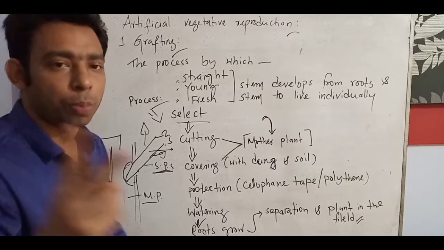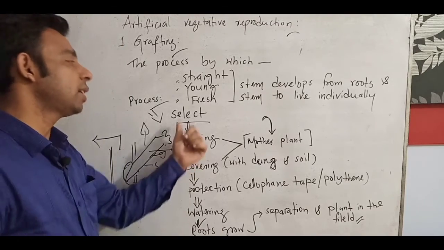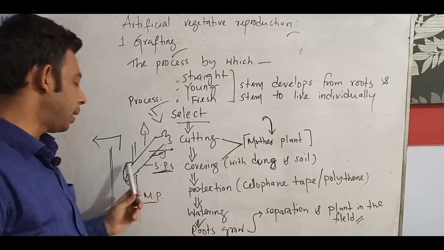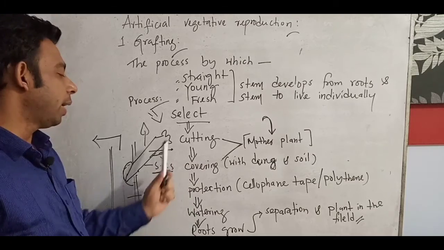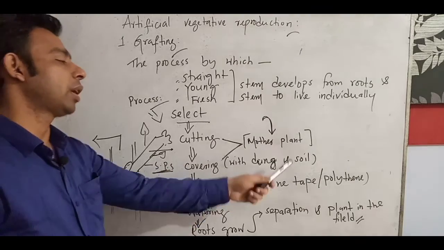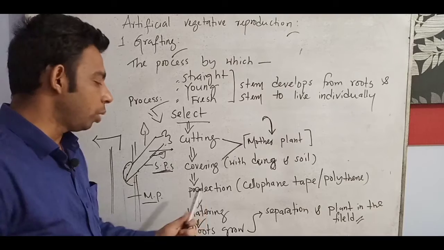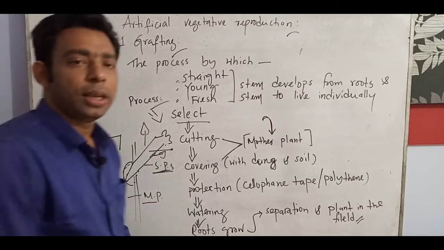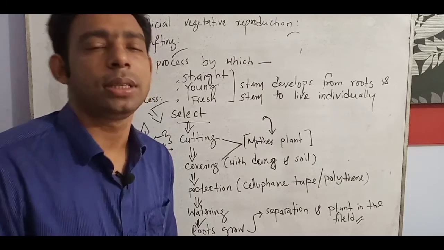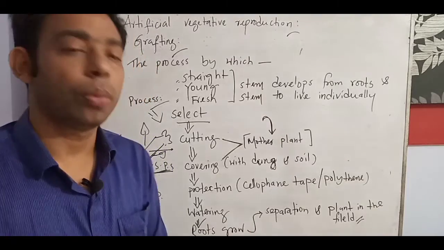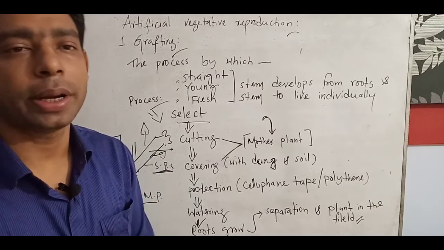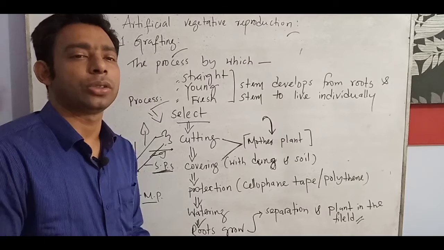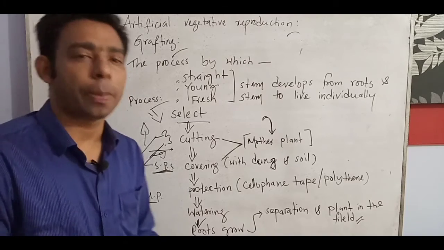So what do you need? Two plants: one is the mother plant, another one is the selective plant. Take the selective plant cutting, make a hole in the mother plant, keep the cutting inside, and cover it with cow dung and soil. The protection will be cellophane tape or polythene, then watering. After some days, the roots grow, and then we can separate it and plant it in the field, nursery, tub, anywhere. So this is the process of grafting.